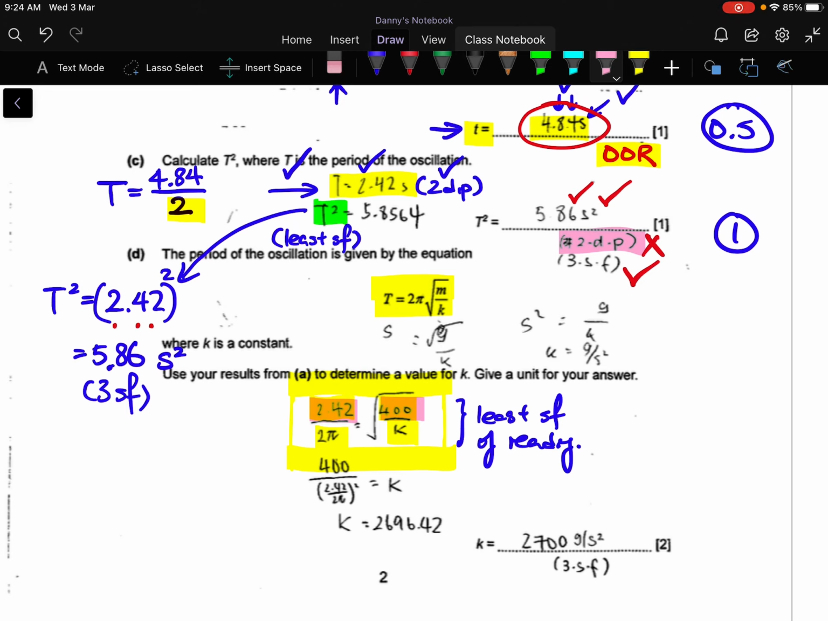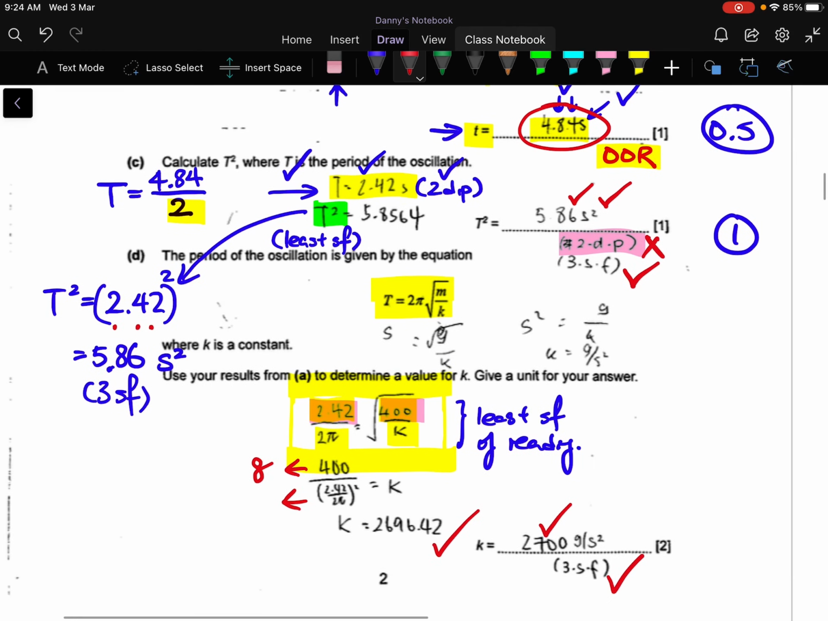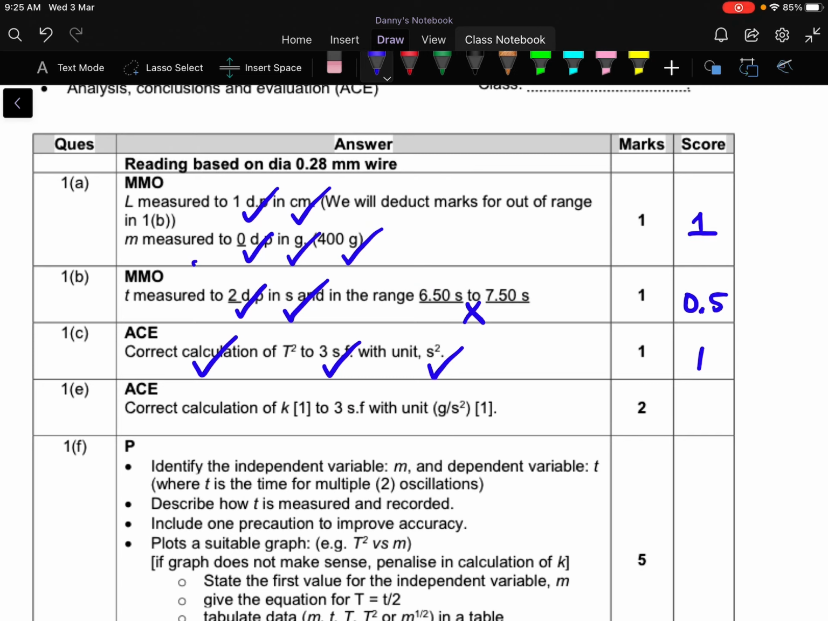So down here, very good. The least SF will be your 3SF. Okay, and she found the full value, and then she rounded it up to 3SF. And then she also worked out the unit. So how to work out the unit? Okay, 400 is the mass, so this is in gram. Down here below, 2 pi has no unit, but 2.42 is the time, right? So it will be second square because of the square over here. So very good, g over second square. Excellent. I shouldn't say the student name, but excellent. Okay, good job. So down here, correct calculation, 3SF, correct unit.